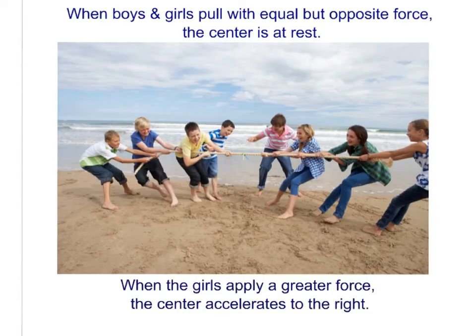Another example of this idea would be this little tug-of-war contest with these kids. When the boys and girls pull with equal but opposite forces, this center ribbon is at rest. When the girls apply a greater force, the center accelerates to the right.